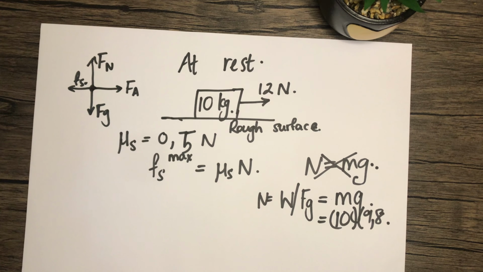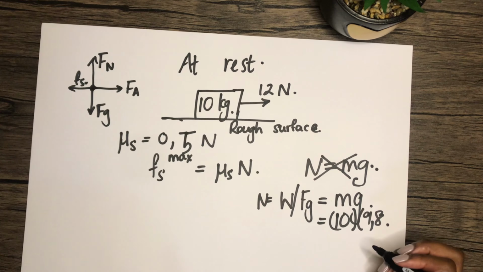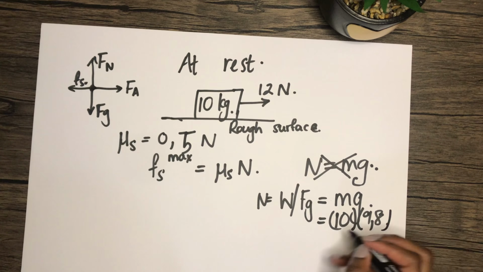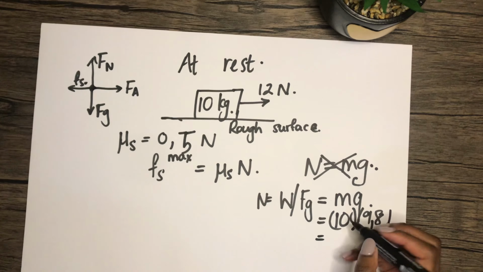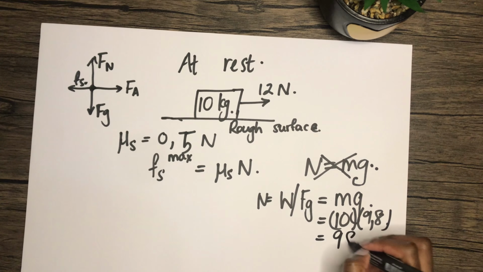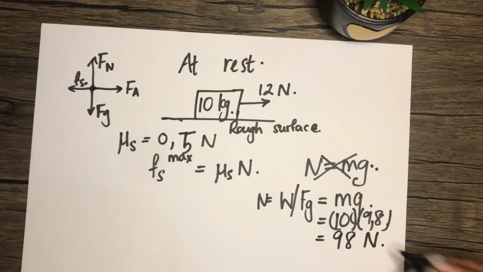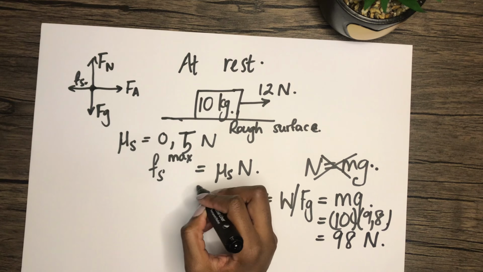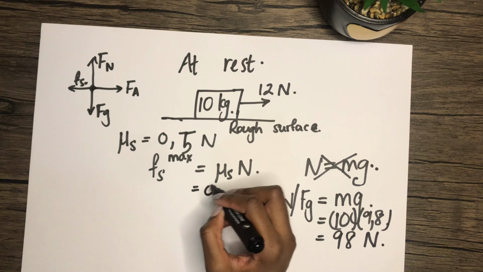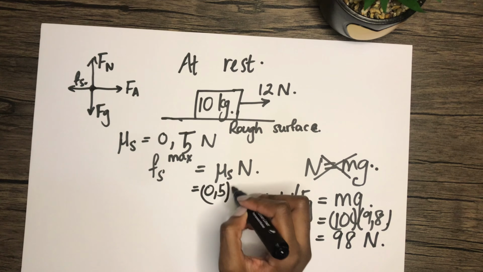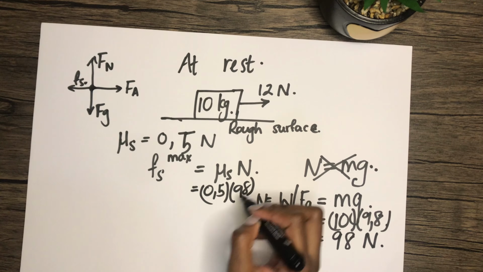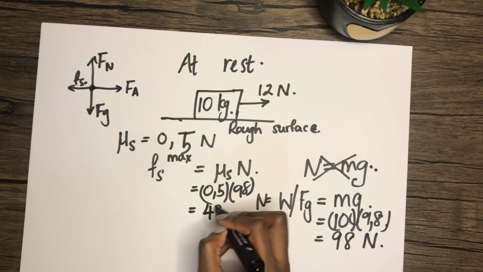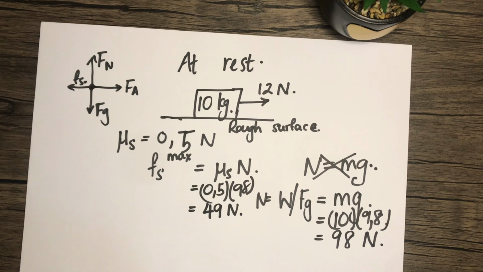Okay, so we're calculating the normal force using the free body diagram, which actually tells us what the normal force is equal to, right? Here you get 98 newtons. It's force, so it's in newtons. And then here you get 0.5 times 98, which will give you 49 newtons, right?